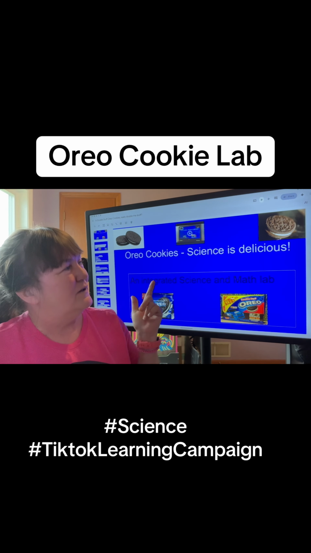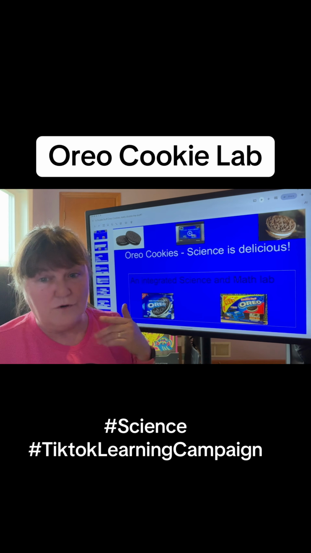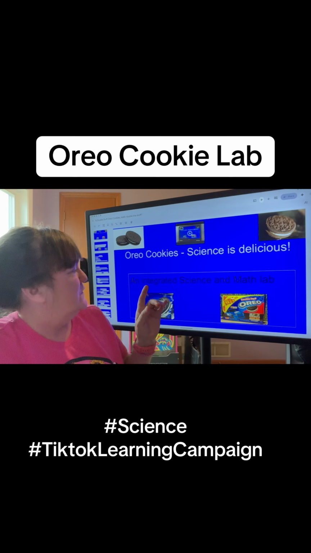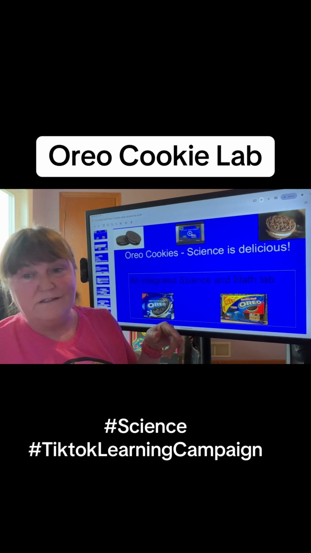Now I do realize, I don't think they call them double stuff anymore. Might be mega stuff, but it's the same principle. And also, if you're gluten-free, they have gluten-free double stuff and regular Oreos. Okay, Oreo cookies. Science is delicious.